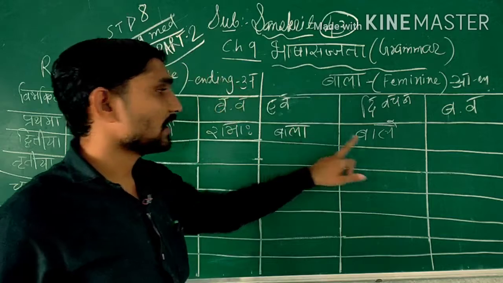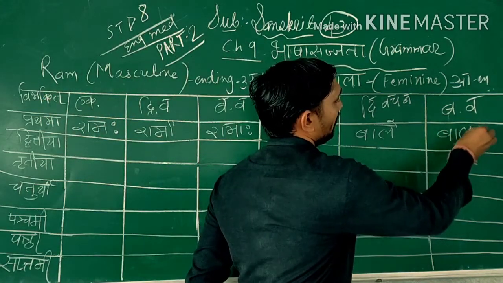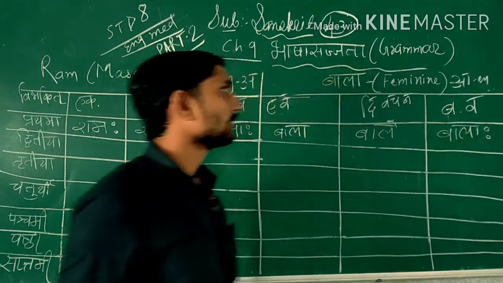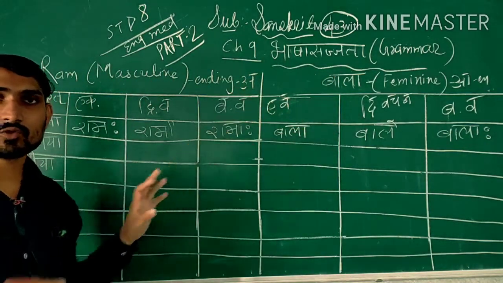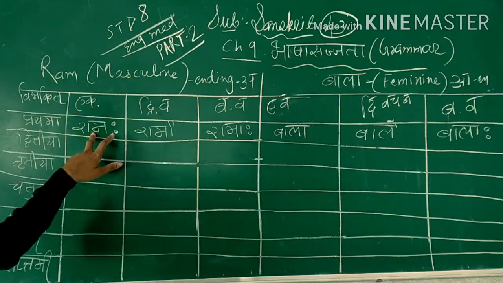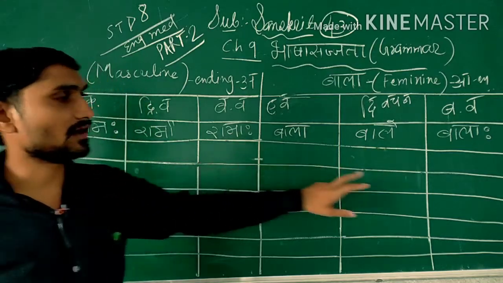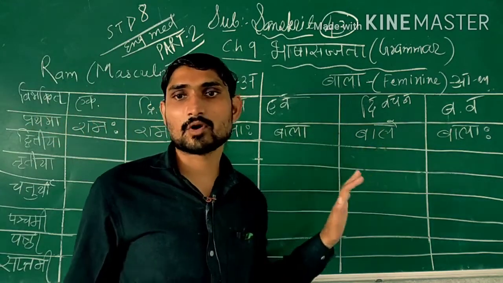Okay, Bala, Bale, and then last Bahuvachan, Balaha. Here I have written both, so you can easily get it, students. If I am ending Rama, here Bala, here Rama, then Bale. Here Rama, then Bala. Same pattern, Bahuvachan, same, students.